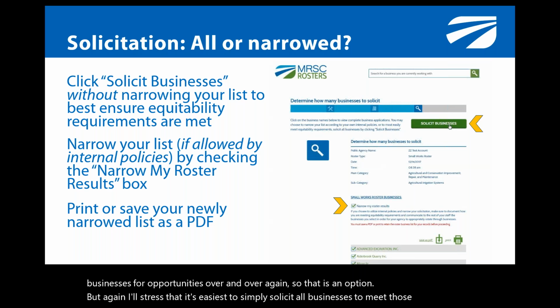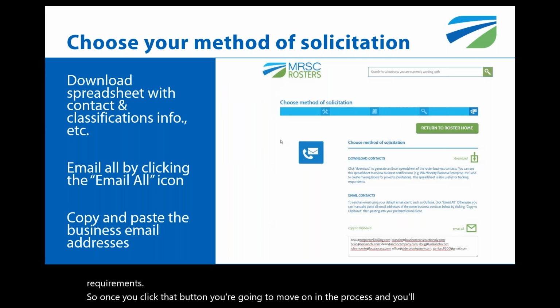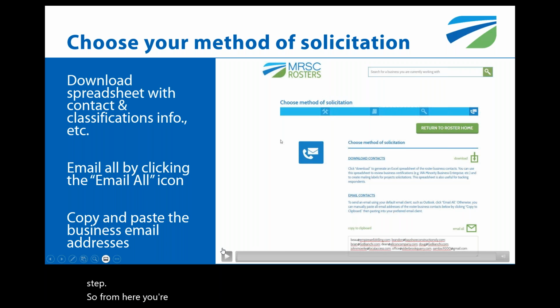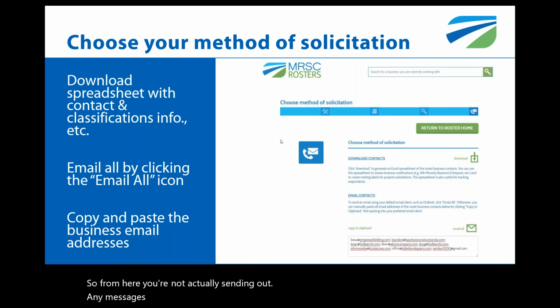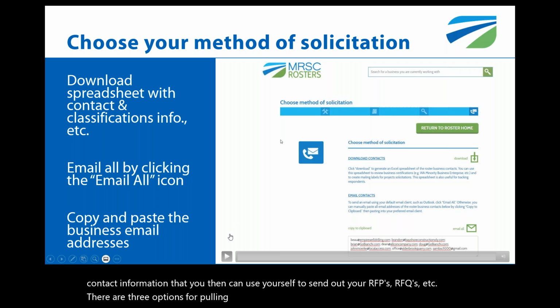Once you click that button, you're going to move on in the process, and you'll see that you have now reached the last page. Based on that progress bar, you can see here is the final step. From here, you're not actually sending out any messages from the MRSC rosters platform. What you're doing is pulling contact information that you then can use yourself to send out your RFPs, RFQs, etc. There are 3 options for pulling this information.